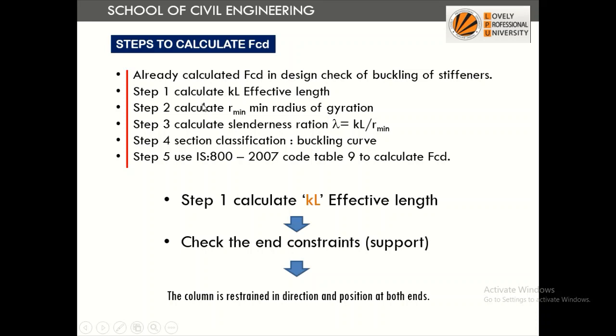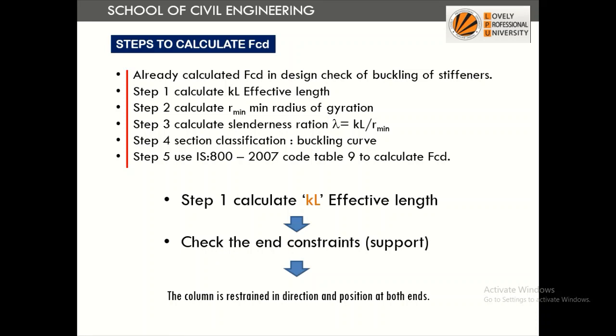Then we will calculate and divide this KL by r minimum. Then we will check which section classification or which buckling curve we have to use to find FCD. So start with step 1, the value of KL. So check the end constraints.